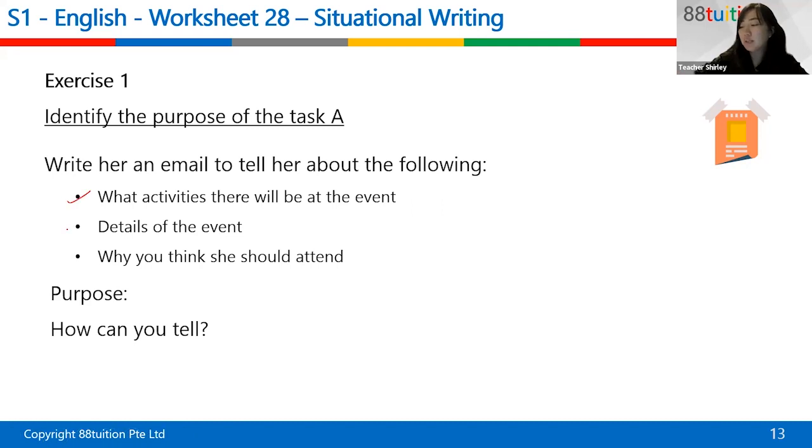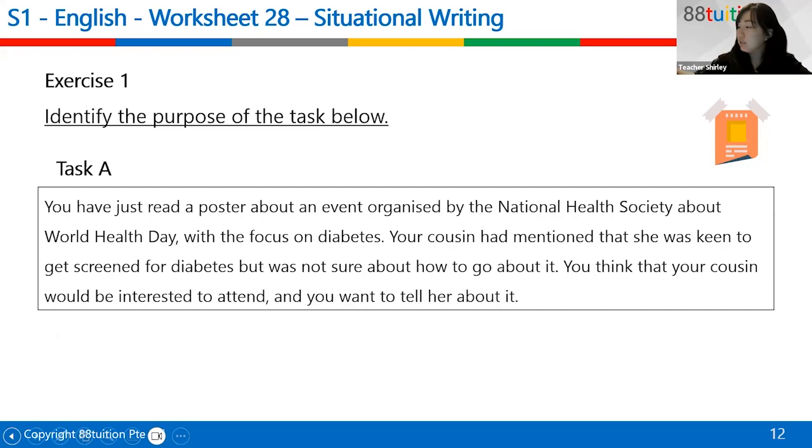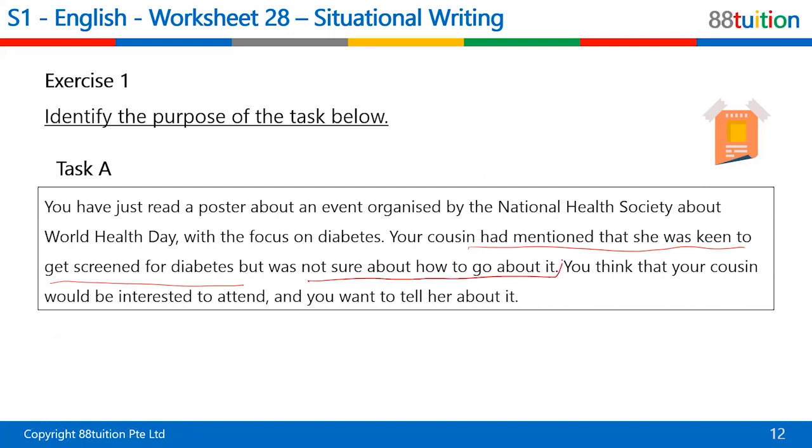So the bulleted points are the things that you need to include. Okay, you need to include what are the activities at the event, what's the details of the event, why do you think she should attend? So do you think it is to persuade or to inform? Let's go back to the task again and analyze. Your cousin had mentioned that she was keen to get screened, not sure how to go about it.